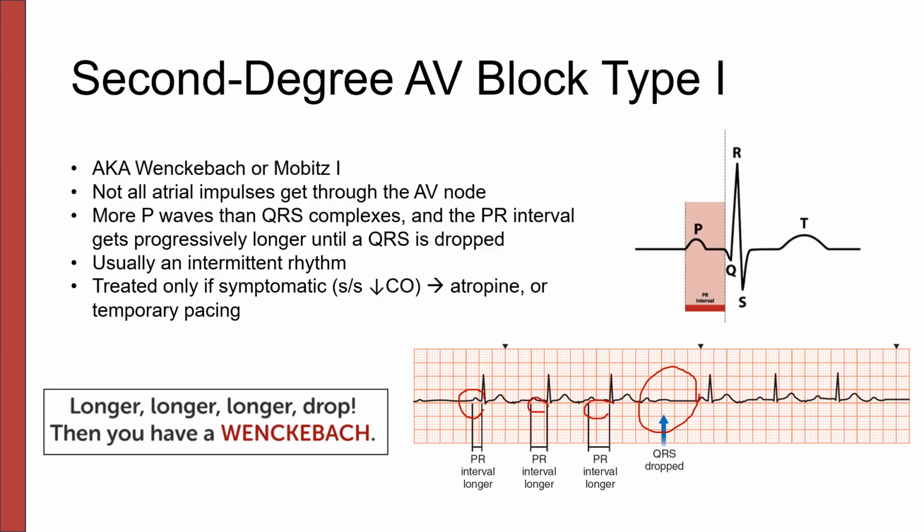So if by chance the patient is symptomatic and we gave atropine and it really isn't effective, then the patient may require temporary pacing. That would be with a transcutaneous pacer, and we'll go over that later. So something to remember: longer, longer, longer drop, then you have Wenckebach. Okay, so this is second degree AV type 1.